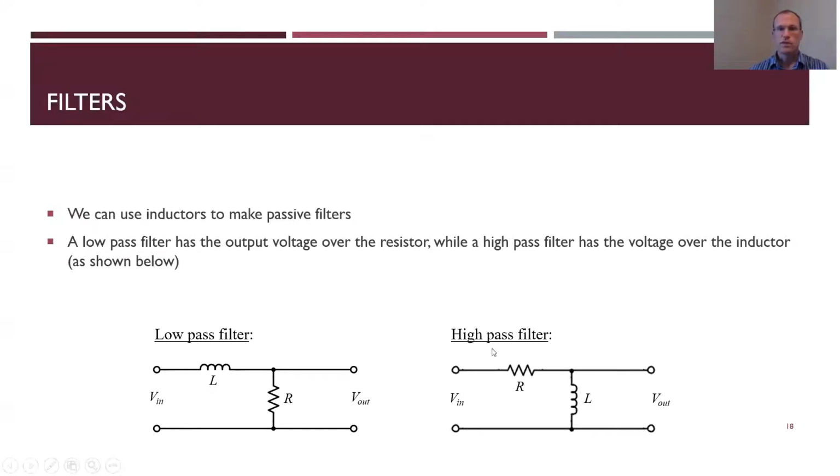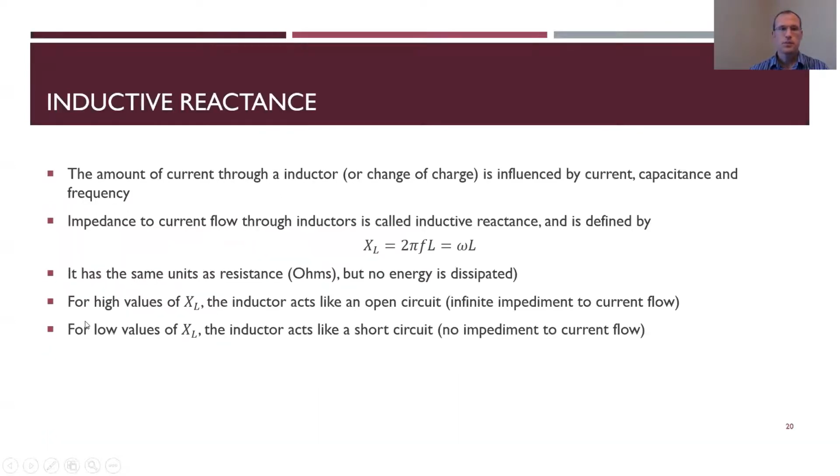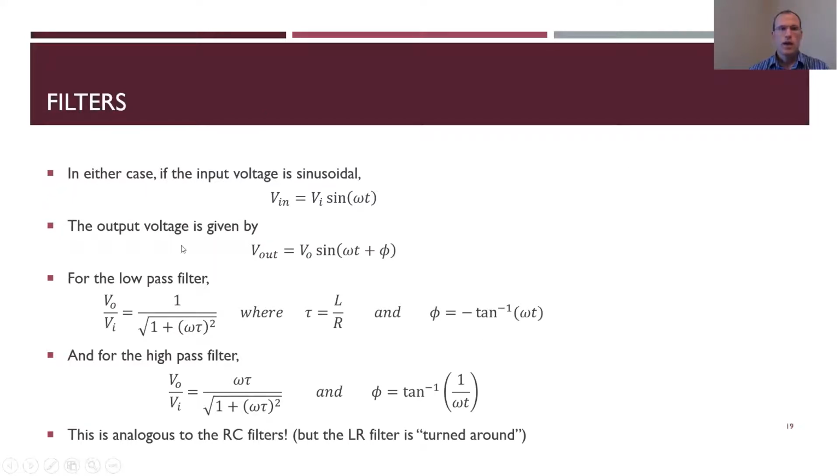Similarly, the high-pass filter is opposite. So V out is taken over the inductor. That will let through any high frequencies. It will filter out any low frequencies. And the way that's done is, again, very similar to what we saw for the capacitors. We have some input voltage, which is some amplitude times a sine wave, assuming it's sinusoidal. We have some output voltage that's also sinusoidal with some phase shift, depending on the values of R and L.